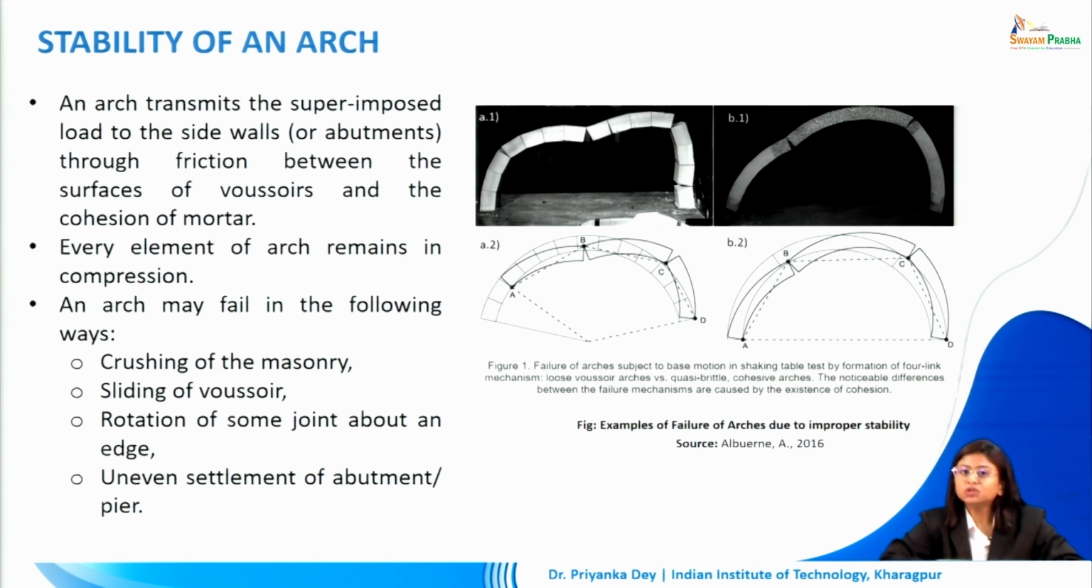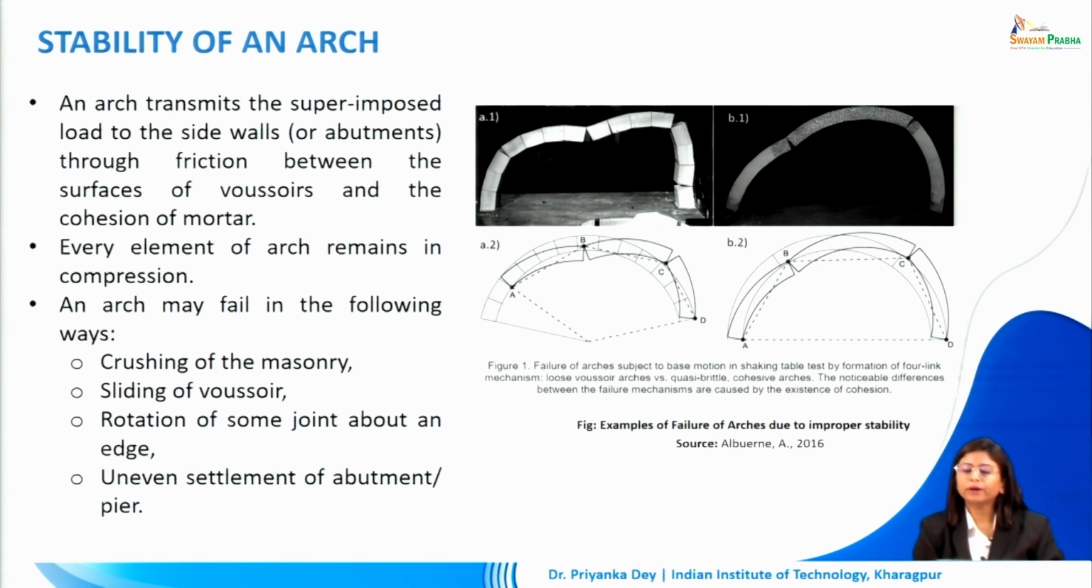Now, every element of an arch remains in compression, and an arch may fail due to the following reasons. One is crushing of masonry. Two is sliding of a voussoir. Each of these voussoirs is strategically placed and held together with the key in the center, which is at the crown of the extrados. That voussoir is holding everything together, which is why it's called the key. If any of the voussoirs slips, this arch is going to fail. The stability of the arch will be hampered.